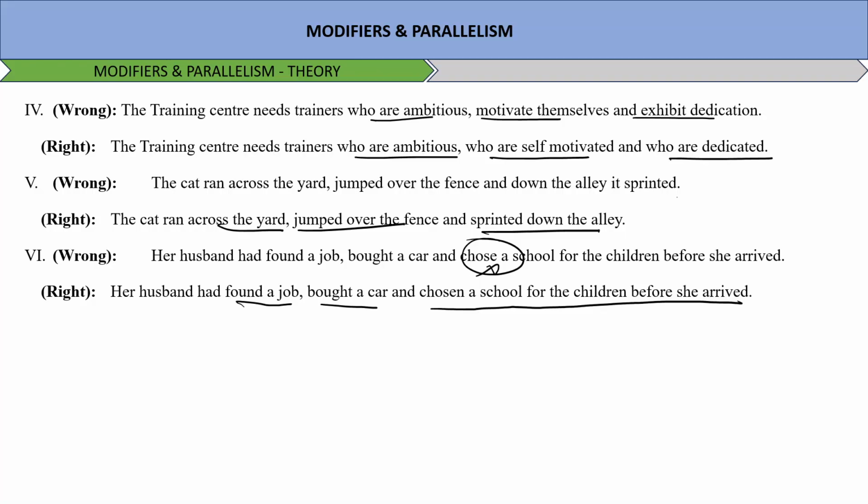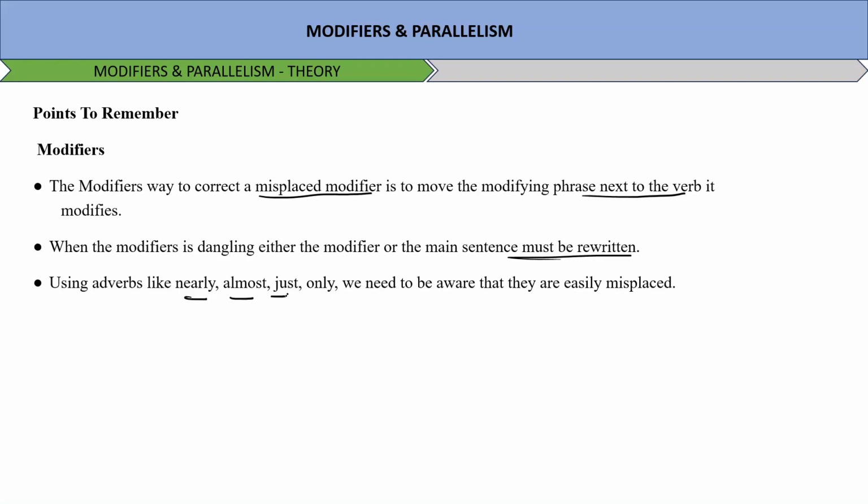Next, there are some points which you need to remember for modifiers. A way to correct a misplaced modifier is to move the modifying phrase next to the verb. It's a trick and a strategy. When a modifier is dangling, either the modifier or the main sentence must be rewritten. Using adverbs like nearly, almost, just, only, we need to be aware that they are easily misplaced. Okay, we should pay attention to use these adverbs at a correct place.